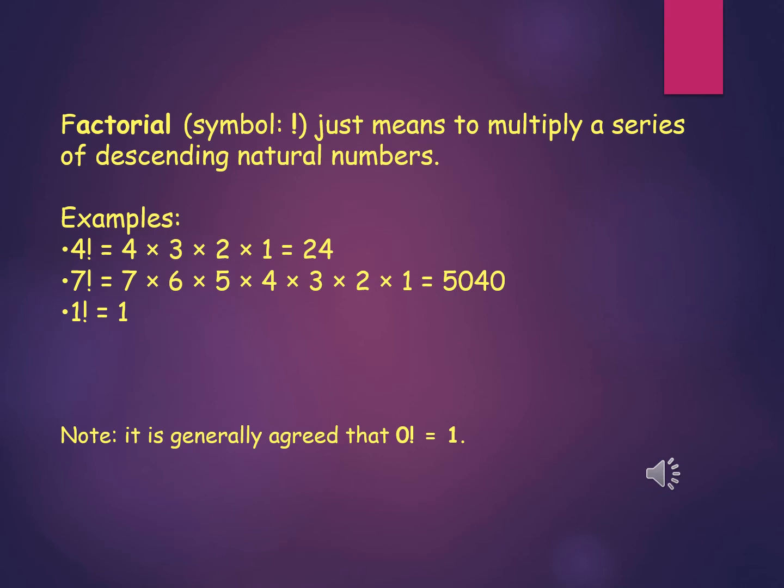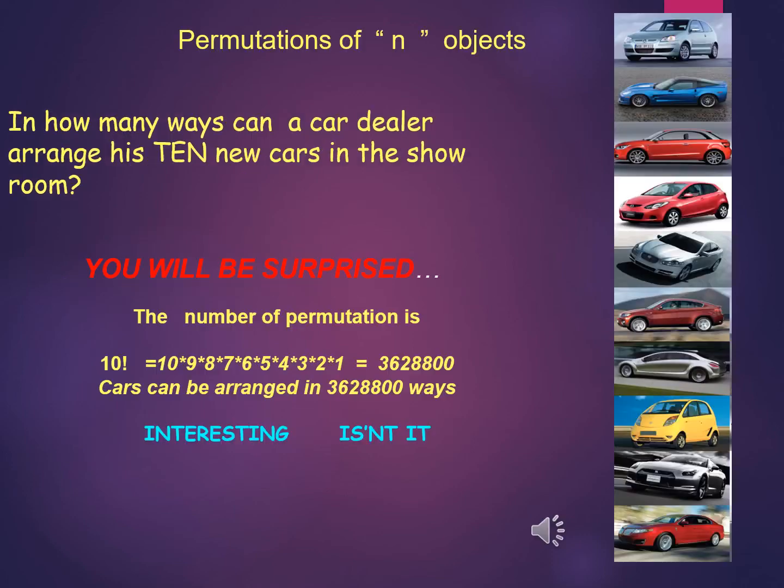Factorial 1 is 1. Now it is generally agreed, so in mathematics some things are generally agreed, that 0 factorial or factorial 0 is always 1. Thank you. Now we know permutation is positioning. And what is this factorial? How to find the factorial? Now the first topic we are going to deal with is permutation of n objects. Some objects are given to you and how can you find the permutation?